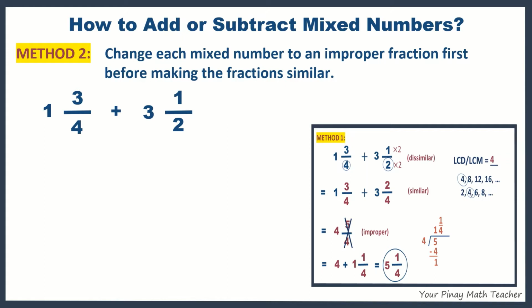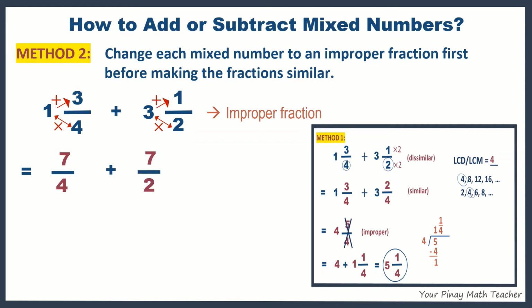Example, 1 3/4 plus 3 1/2. You have to change each mixed number to an improper fraction. So we have to multiply 1 and 4. We get 4 plus 3. We get 7 over 4. Then we add the product of 3 and 2. So we get 6 plus 1. We get 7 over 2.